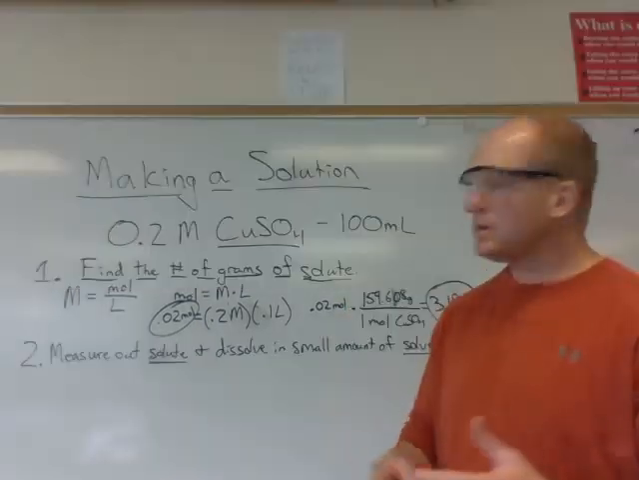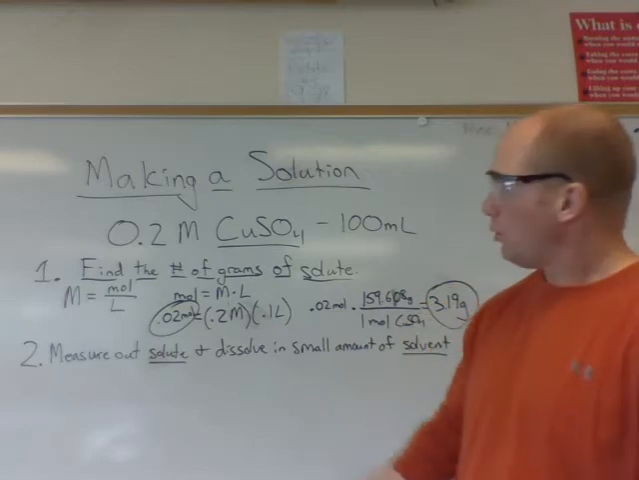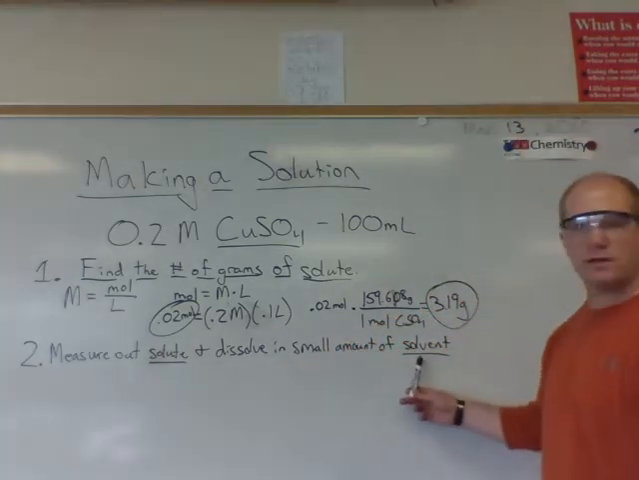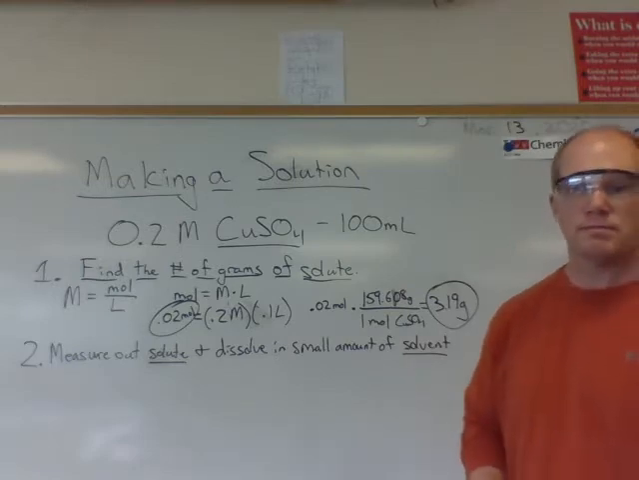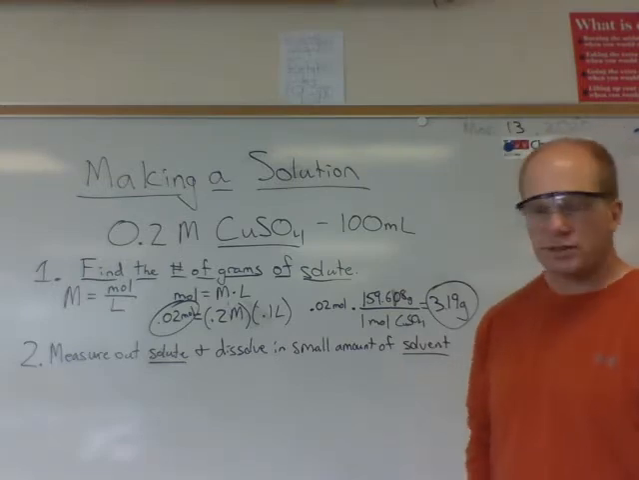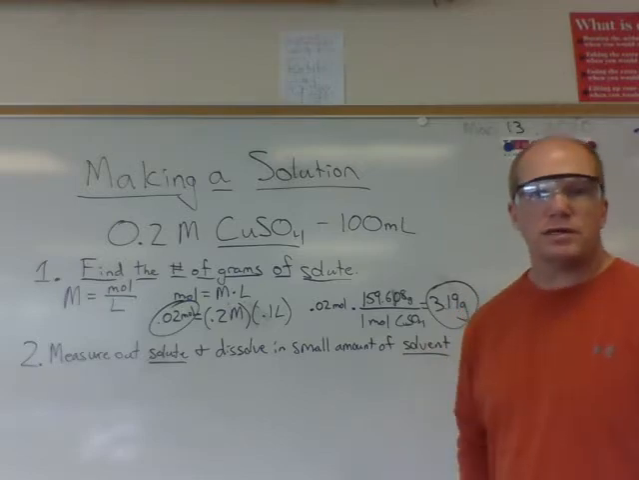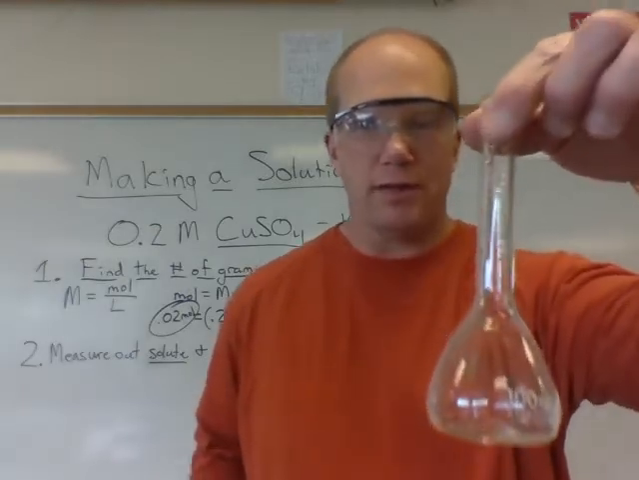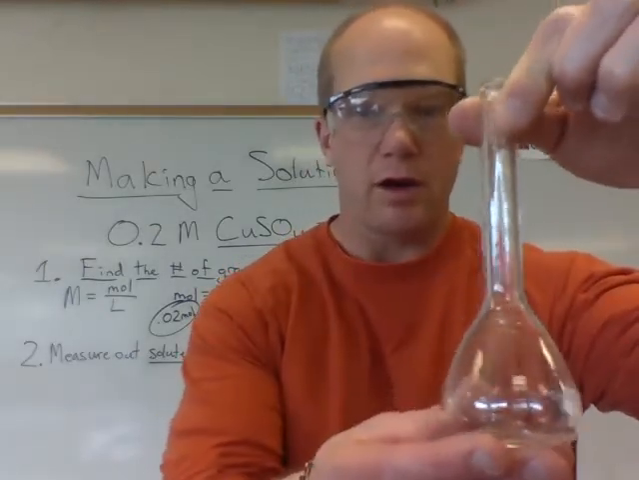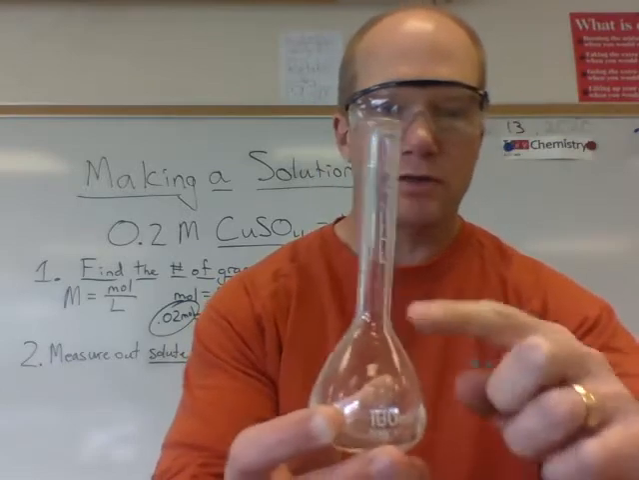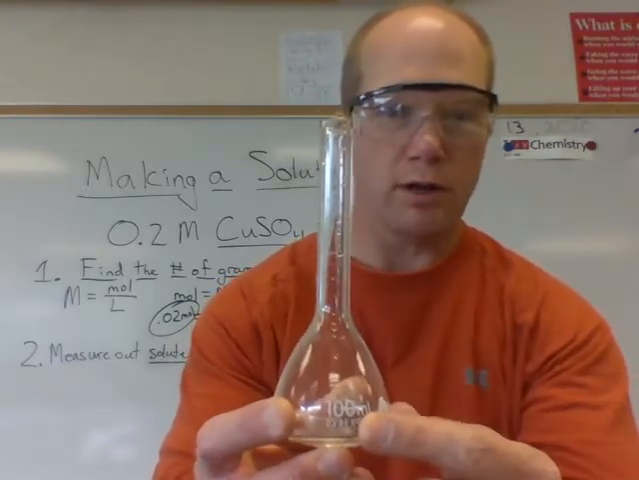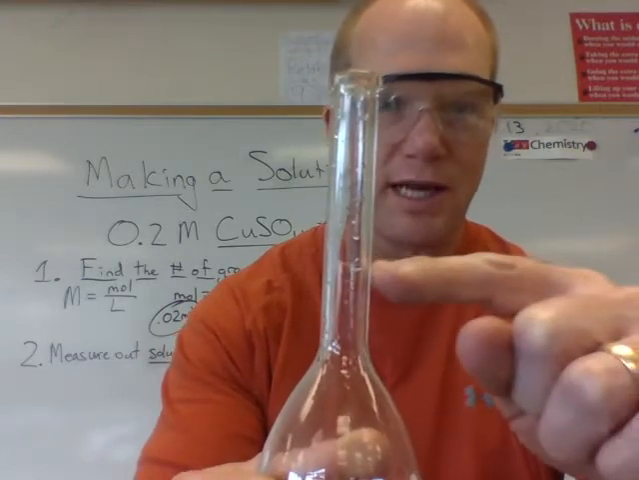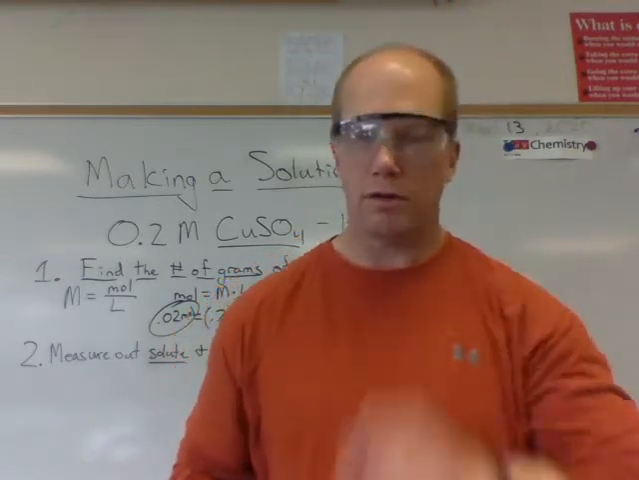Okay, so next thing is this. Now that we know how many grams we have, we're going to measure out the solute, and then we're going to dissolve it in a small amount of solvent. Now, the reason we want to do it in a small amount of solvent is this, you guys. By the way, we're going to use this friendly neighbor right here. This is called a volumetric flask. So this is a volumetric flask for 100 milliliters. You can see the line right there. That's 100 milliliters. So this is designed only to measure accurately 100 milliliters.